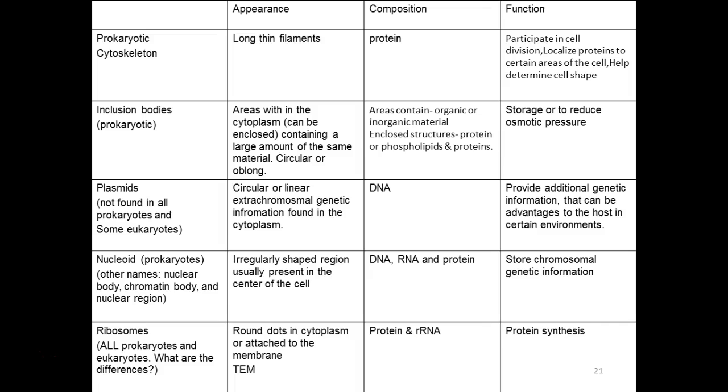The nucleoid is, for prokaryotes, irregularly shaped, usually present in the cell, and it's where the chromosome is stored, right? The DNA, the RNA, the protein. Ribosomes, all prokaryotes and eukaryotes have these, right? They're all made of ribosomal RNA and protein. In drawings, they're going to look like little dots, either in the cell or even on the membrane. They function in protein synthesis.